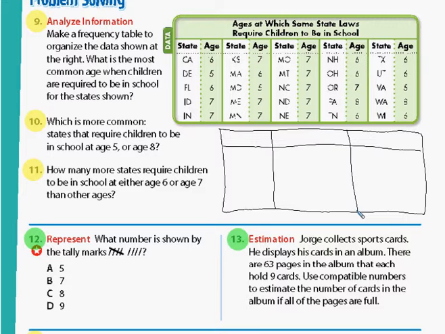So the first one we do is the ages. It's going to be ages. The next is going to be the tally marks. Tally marks. The next one is going to be frequencies. Just put F for frequency.